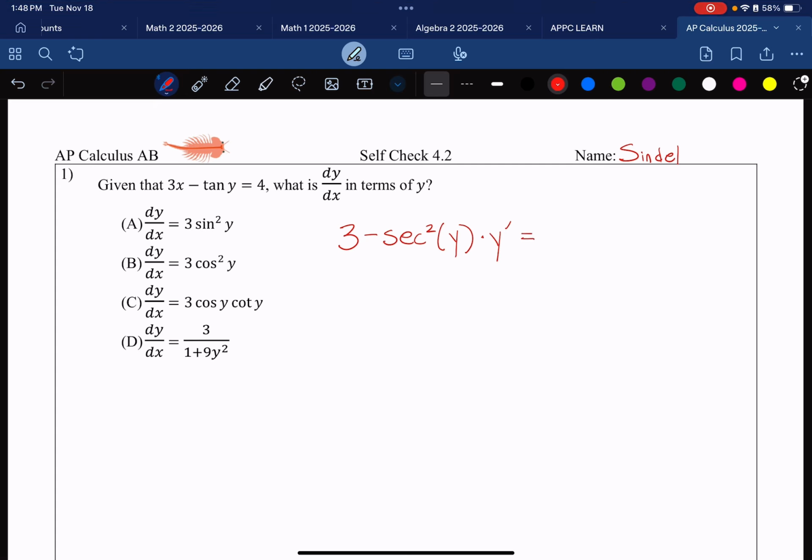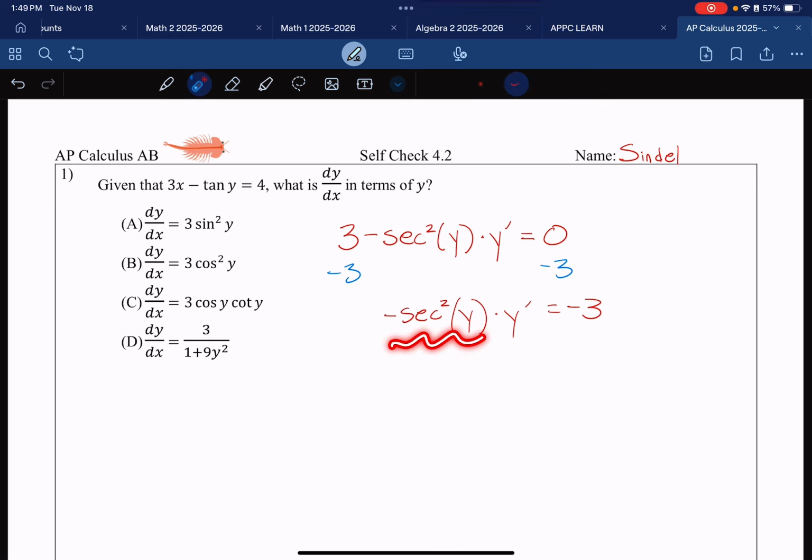And this is going to be equal to the derivative of a constant, which is 0. So we've taken the derivative. We just need to solve for y prime. Oh, that y prime. There we go. And then we're done. Okay, so I'm going to move the 3 over here by subtracting 3 on each side. So maybe I can show my work. Subtract 3 on both sides. That's going to give me a negative secant squared of y times my y prime still is equal to a negative 3. I need to get rid of the stuff next to my y prime. So I'm going to undo this multiplication by dividing both sides by a negative secant squared of y.